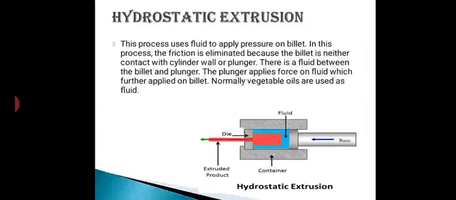The process is similar to the direct extrusion process, in which the ram pushes on the billet, the billet moves to the cross-section of the die, and the extruded product comes out from the die. In this process, there is no friction between the billet and the container, so it is helpful, and it is used to eliminate the friction between the billet and the plunger.